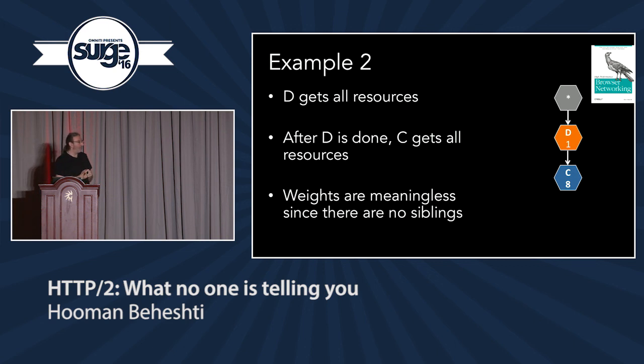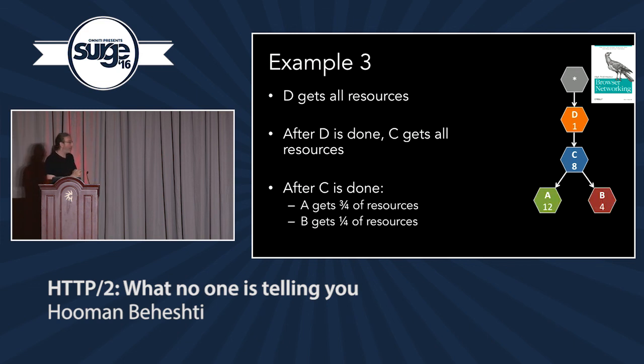Here's example 2. This is dependency. In this case, the idea is that stream D gets everything, and then after stream D is done, you move to stream C. Here's one and two of them together. In this case, D gets everything. After D is done, C gets everything. And after C is done, 3/4 of the resources go to A, and 1/4 of the resources go to B.